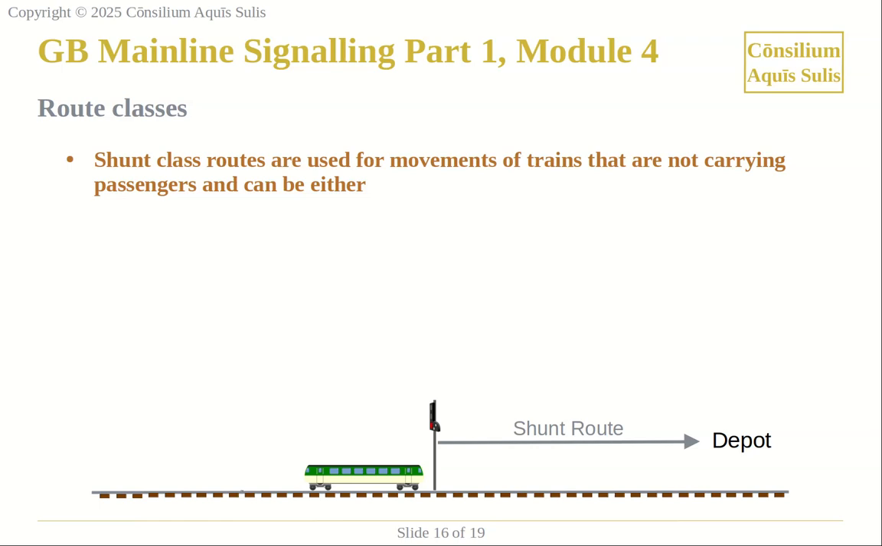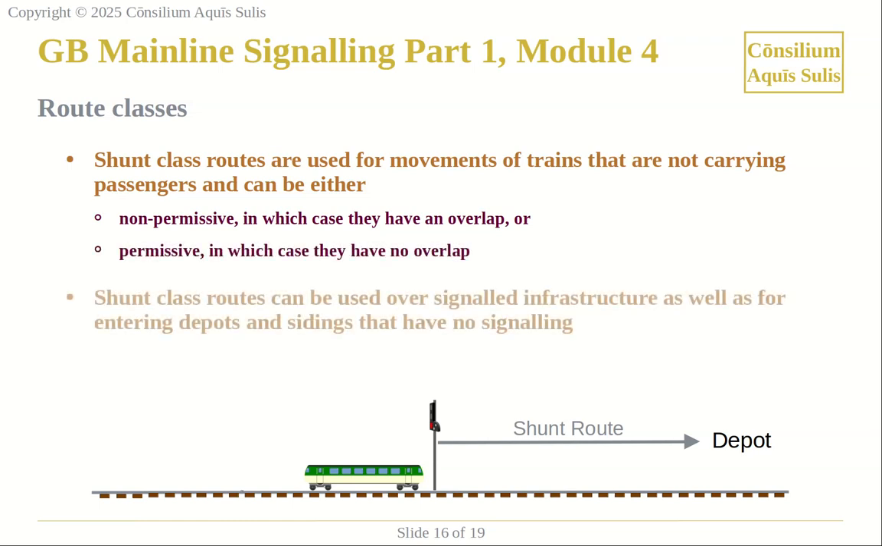Shunt class routes are used for non-passenger trains and can be either non-permissive, in which case they do have an overlap, or permissive, in which case they do not. They can be used over signal infrastructure as well as for entering depots and sidings that have no signalling.